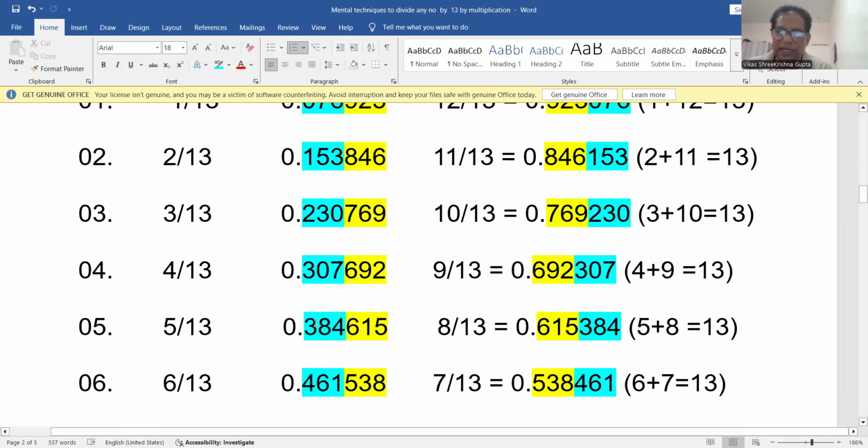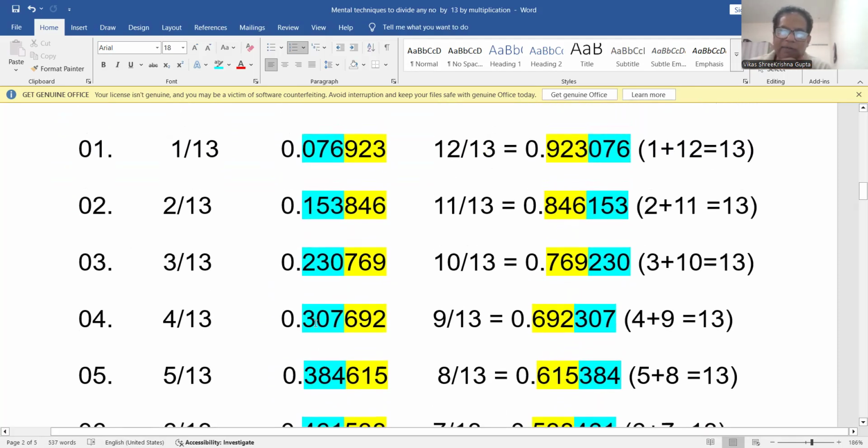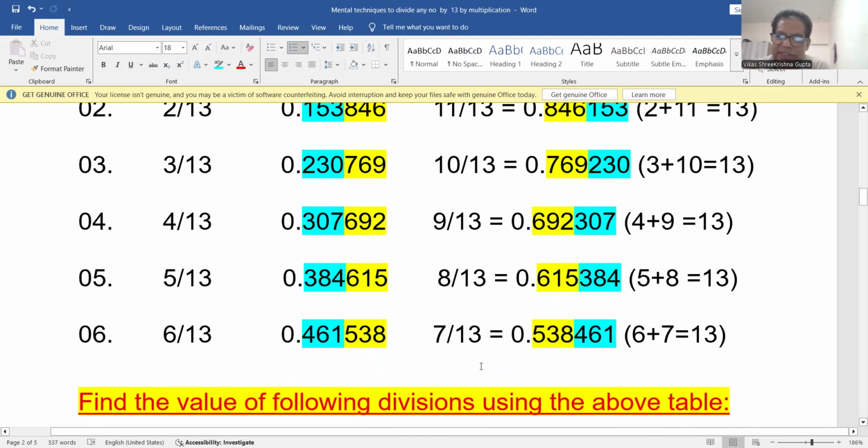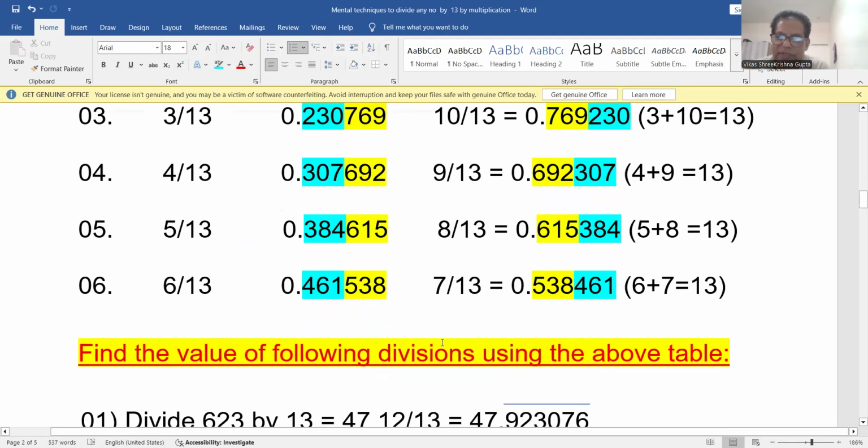So you see, in this wonderful technique of division, I have to just find the division up to 6 by 13. For the next 6 divisions, 7 by 13, 8 by 13, 9 by 13, 10 by 13, 11 by 13, 12 by 13, I have to just reverse the numbers whose sum is equal to 13. See, 12 by 13 means 1 plus 12 is 13, so I just reverse the division of number 1. For 11 by 13, I know 2 plus 11 is 13, so I reverse the answer for 2 by 13. In the same way, for 7 by 13, I know 6 plus 7 is 13, so I reverse the answer for 6 by 13. So it is a very fast way of doing any division by 13.